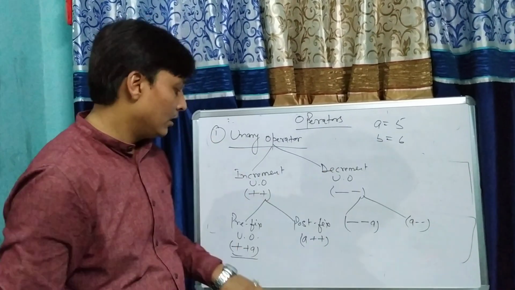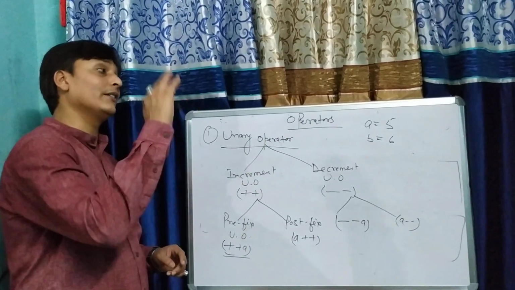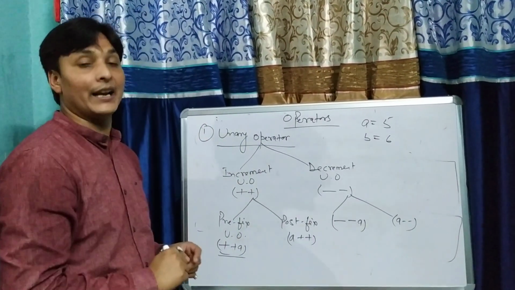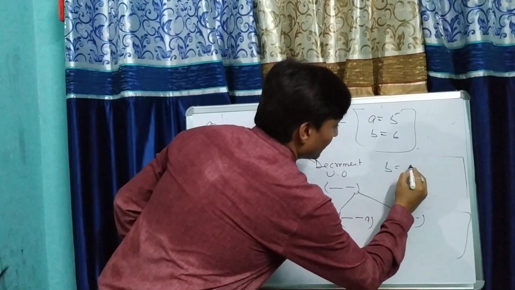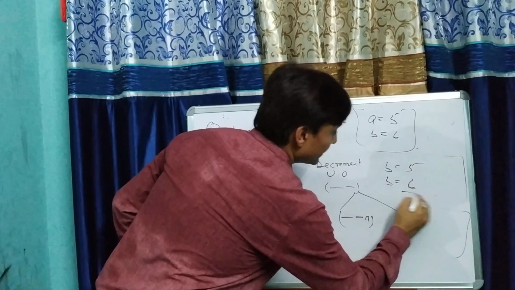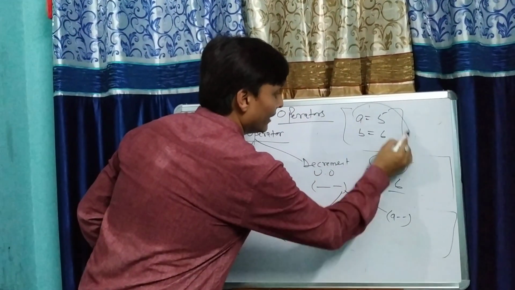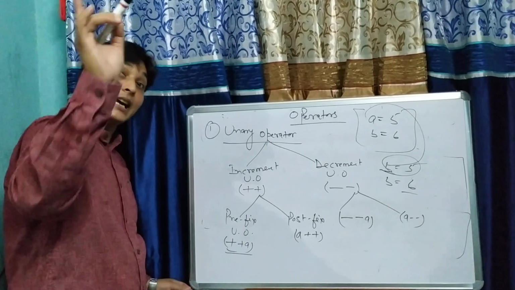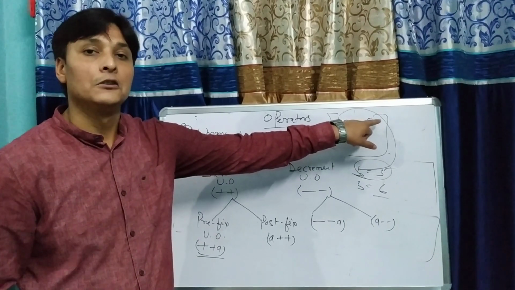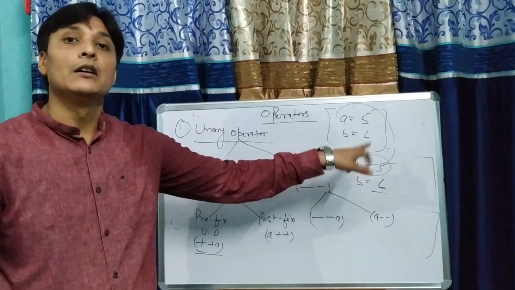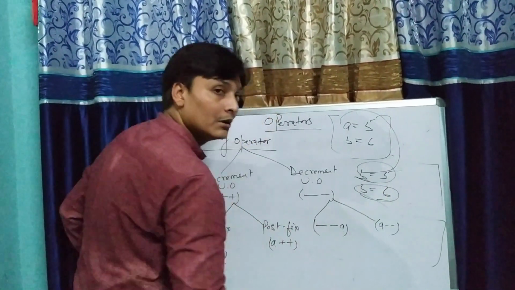Clear? Now, in the case of postfix, first the value will be assigned. Means the value will be assigned into b, the value will be 5. In the case of postfix, b will be 5 first and after that b will be 6. Means first the value of a will be stored in b. It will be assigned first, stored first. So what is the value of a? The value of a is 5. So 5 will be stored into b first and after that it will be increased.